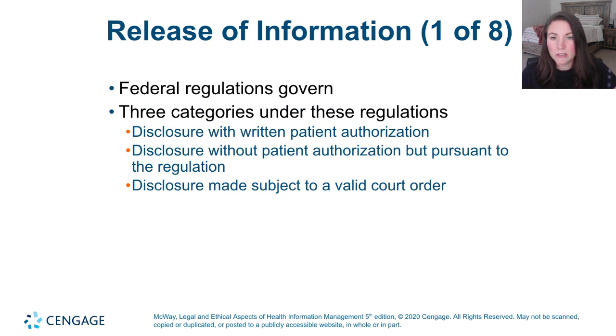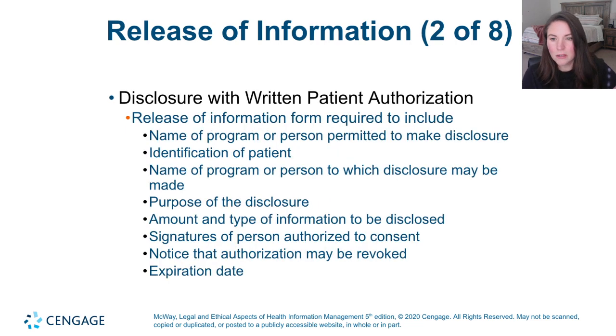Federal regulations governing the disclosure of patient information fall into three categories. The first is disclosures made with written patient authorization, if the patient gives that written consent. The second is those made without written authorization, but pursuant to federal regulation. And then those made subject to a valid court order. Okay, so let's go into more detail of each of these.